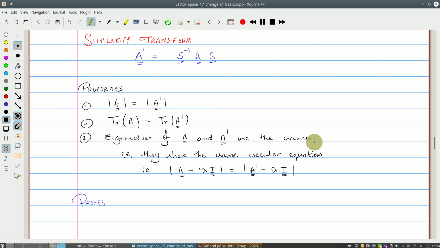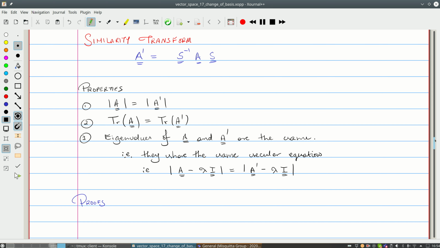This is going to be very useful in what we're going to do next. In fact, they're all very useful. And what this is a statement of effectively is that they share the same secular equation, or in other words, the determinant of A minus lambda I is equal to the determinant of A prime minus lambda I. So here's how the proofs go.